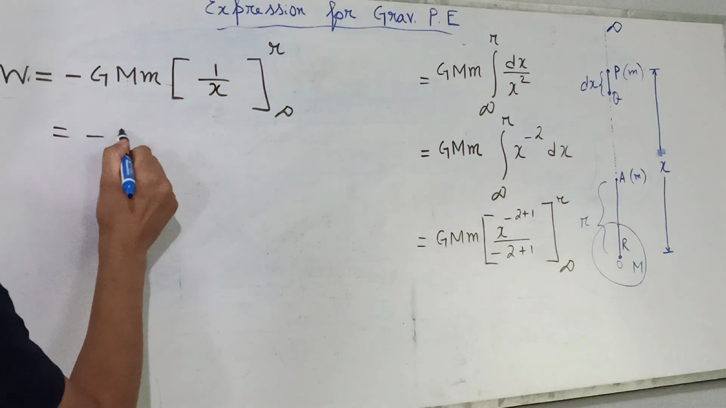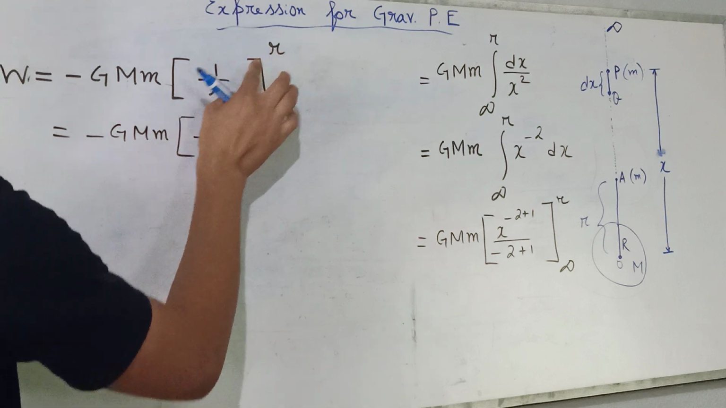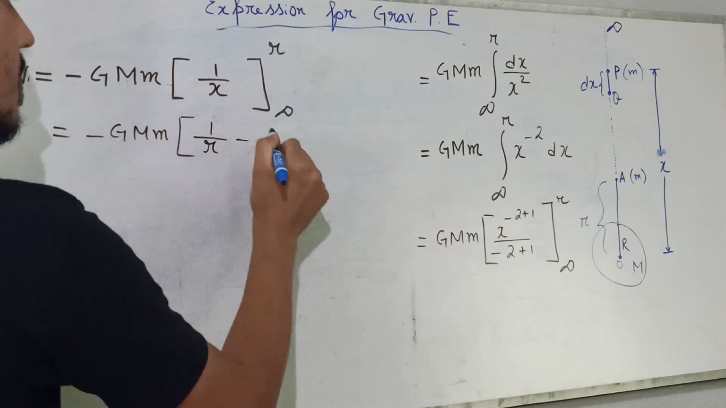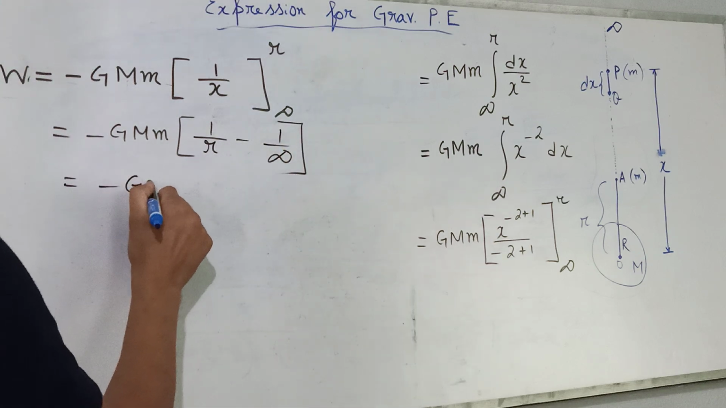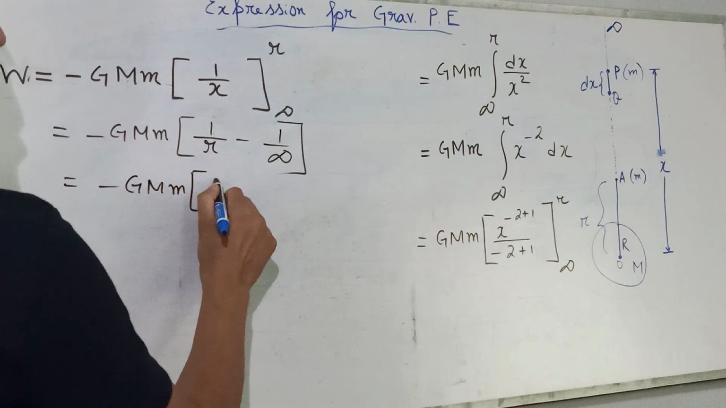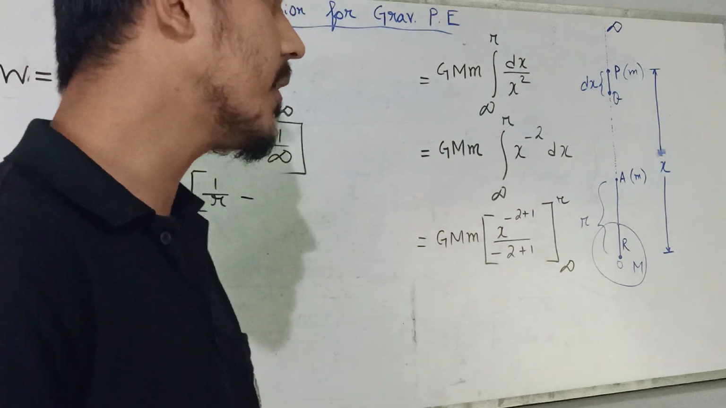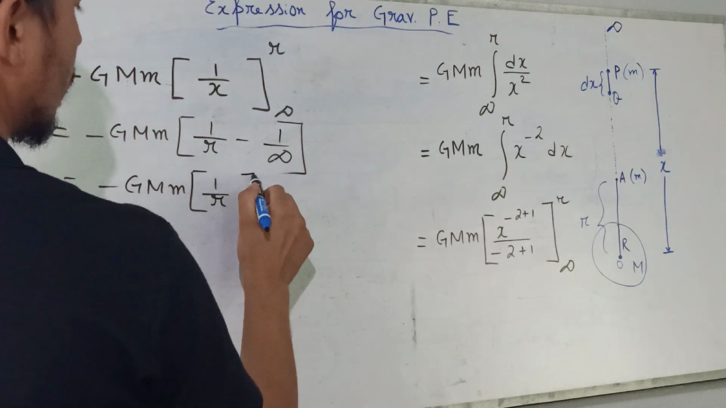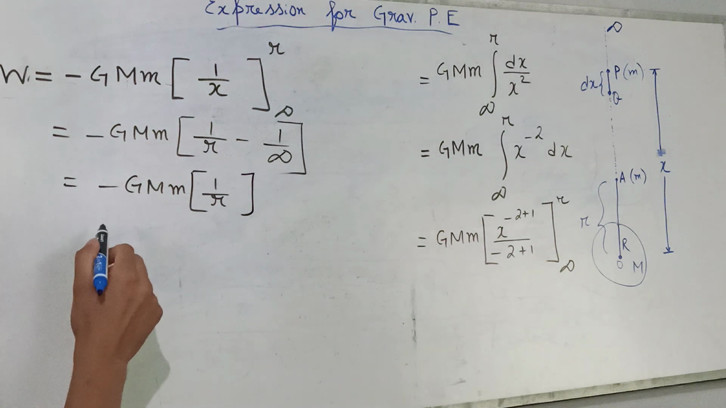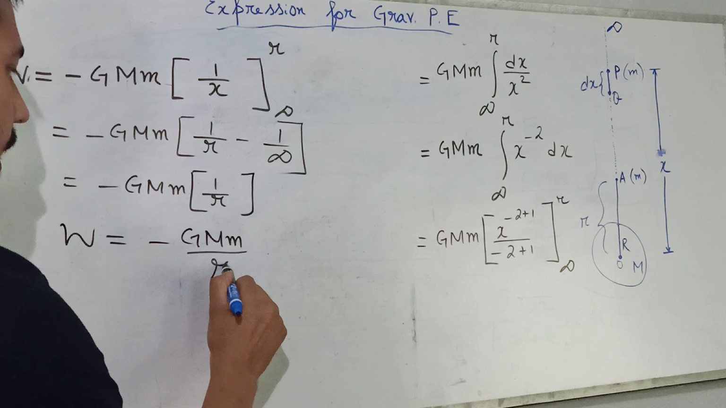So your work done is given by minus GMm. Here, 1 by, first instead of x I put r, minus 1 by infinity. So that is minus GMm by 1 by r minus 1 divided by infinity. Infinity is something which is a very large quantity, so 1 divided by infinity will be 0. So I need not write 0. So this gives you W to be minus GMm by r.